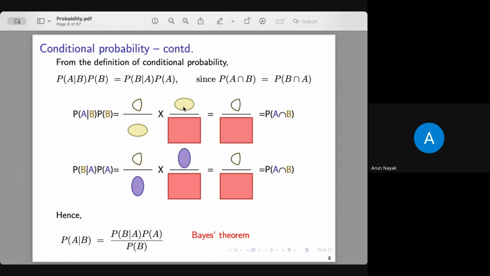And from here we get a very important theorem which is called Bayes theorem. Now we can write probability of A given B is simply the probability of B given A times probability of A over probability of B. Okay, which is called the Bayes theorem.